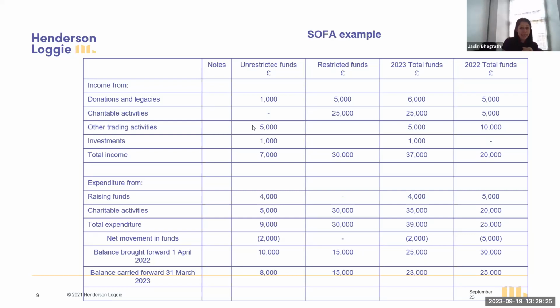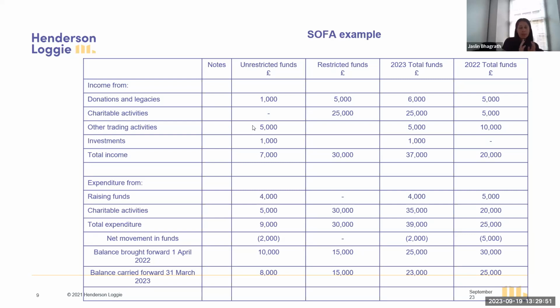And pretty much everything else is lumped in with charitable activities. So that's all the costs that are directly related to running the charity. That might be, if you're a grant giving charity, the grants that you pay to other charities. If you're an organisation providing goods or services, then it will be your staff costs and your overhead costs.